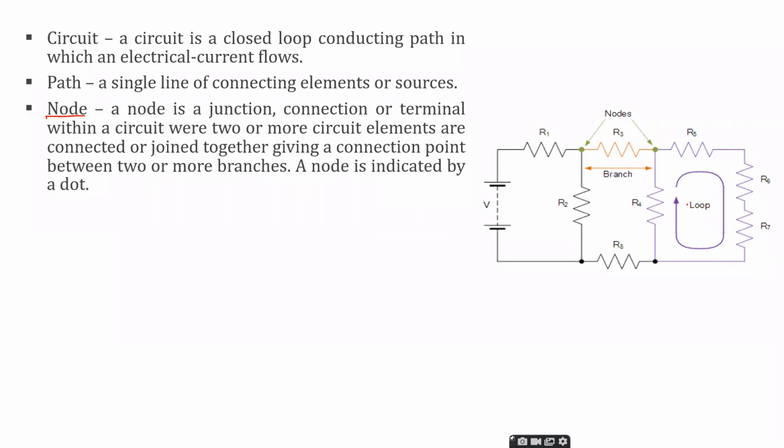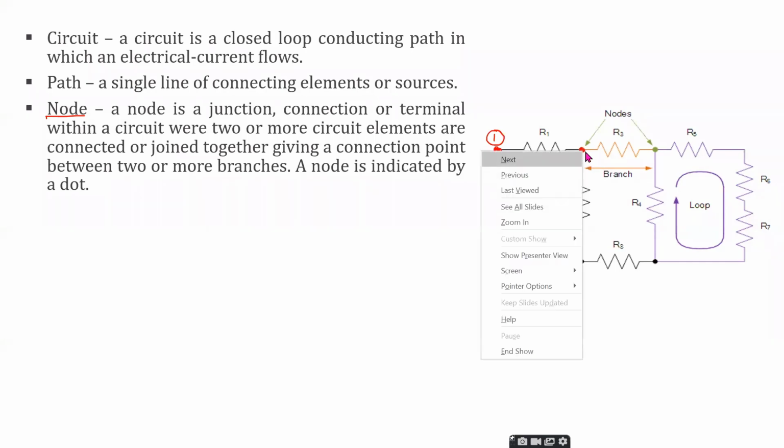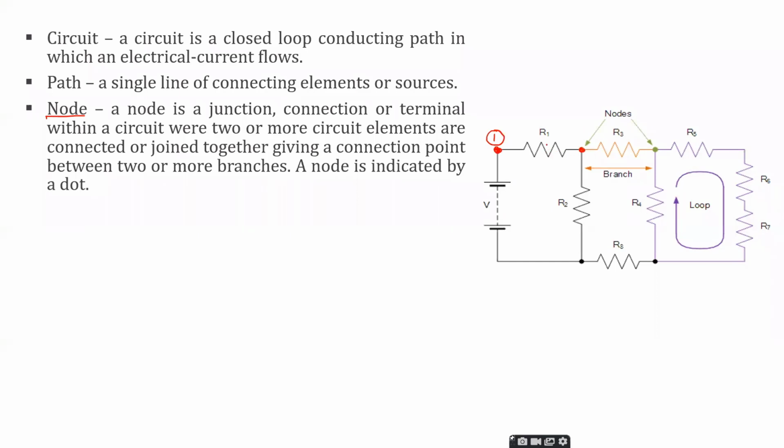Okay. First node: is this the point where two elements are connected? It is the source 1 and R1. So these two are connected at this point, so that is the first node. Then I can consider this as one more node because there are three elements connected: source 1, R1, R2 and R3. Then it is the second node. Third node is where three elements are connected: source 1, R3, R4 and R5.